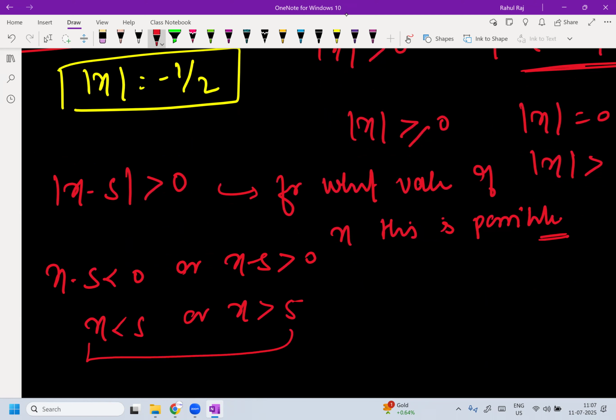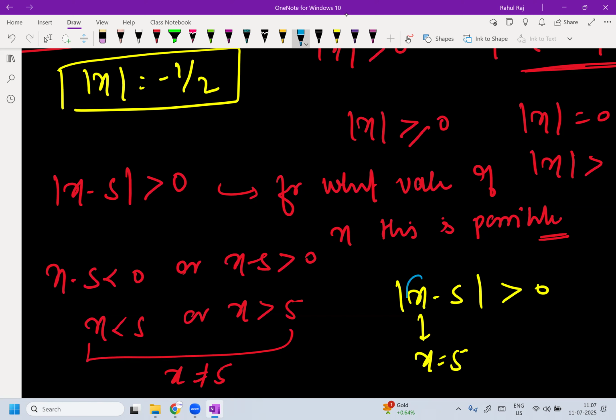What does this mean, bacha? It simply means that x is not equal to 5. Because if you put in x minus 5 greater than 0, Shweta, if you put x equal to 5, will you get greater than 0, or will you get equal to 0? You get 0, and 0 cannot be greater than 0. Absolutely right.